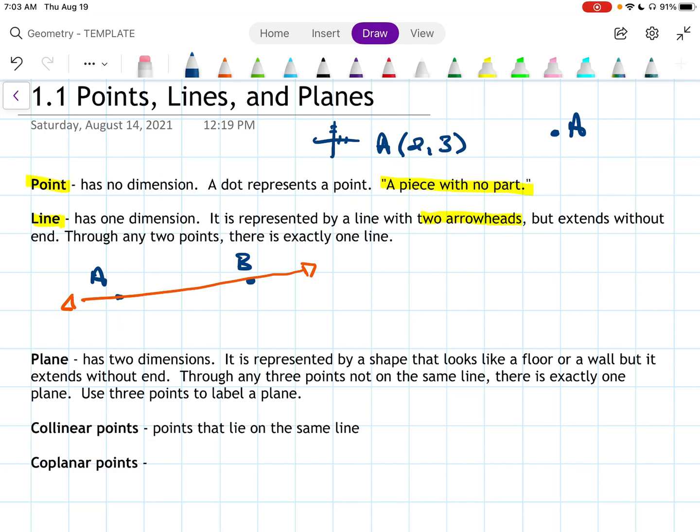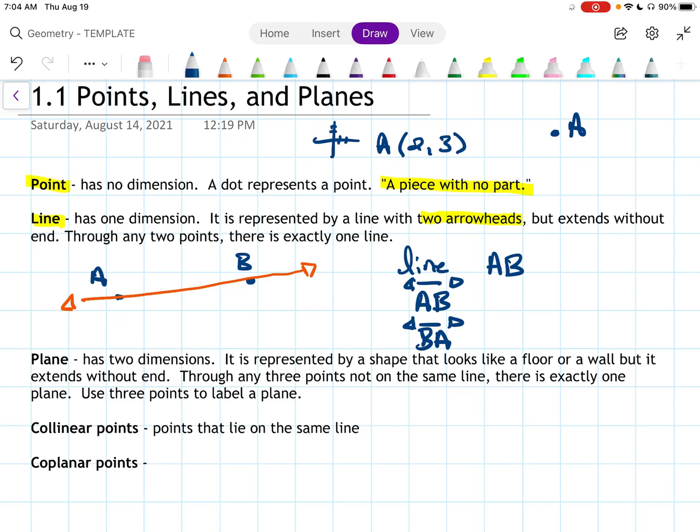Now to label a line, we could say we have line A, B, right? We talk about it with 2 points, line A, B. We could say line A, B, where we use the symbolism, which is like we put a little diagram of a line above it, or you can also read it backwards. So we could say that this is BA, right? Those are all talking about the same line, right? It's just saying the same thing, just different ways.